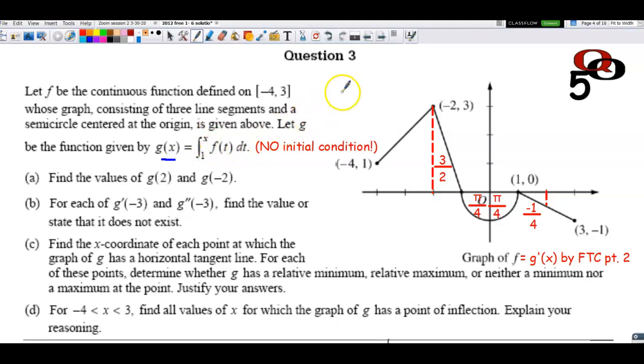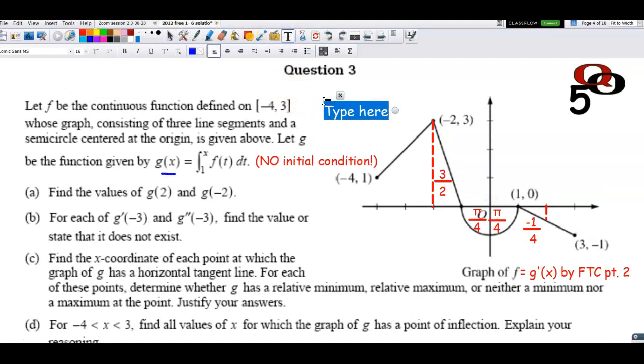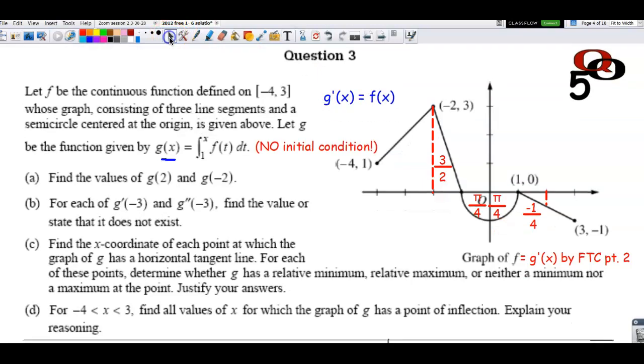So in other words, I can see already that by the FTC part 2, g prime of x is equal to f of x. I assure you it's going to be pretty important that that be written, shown somewhere in your work to get some points. All right, let's start with letter A, which is very direct. Letter A says, find g of 2.